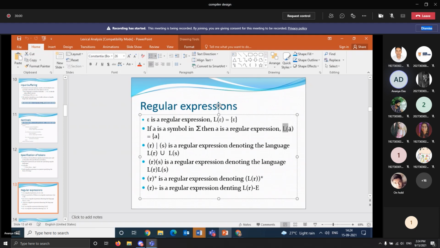Language will also be for that single occurrence. So that means this is such a language which is going to take only one input symbol A, not other input symbol. Only A will be its valid input string that this language will allow to pass on.